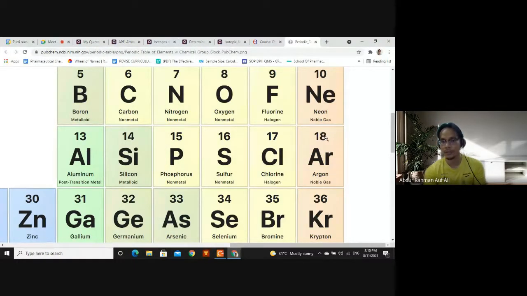Kalau dia kekurangan satu proton, dia bukan lagi argon, dia jadi klorin. Kalau klorin ni kehilangan satu proton, dia jadi sulfur. Kalau sulfur kehilangan satu proton, dia jadi phosphorus. Okay, so that's why saya katakan bilangan proton ni is the identity. Atomic number is the identity of an element, of an atom.